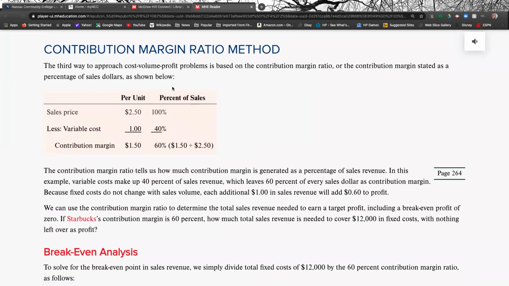Right now, instead of that, we're going to use the contribution margin ratio method. You should know how to do it both ways, because depending on the problem they give you, you may have to use one method versus the other. Sometimes when you do these accounting problems, they don't always give you all the information that you would like to have.